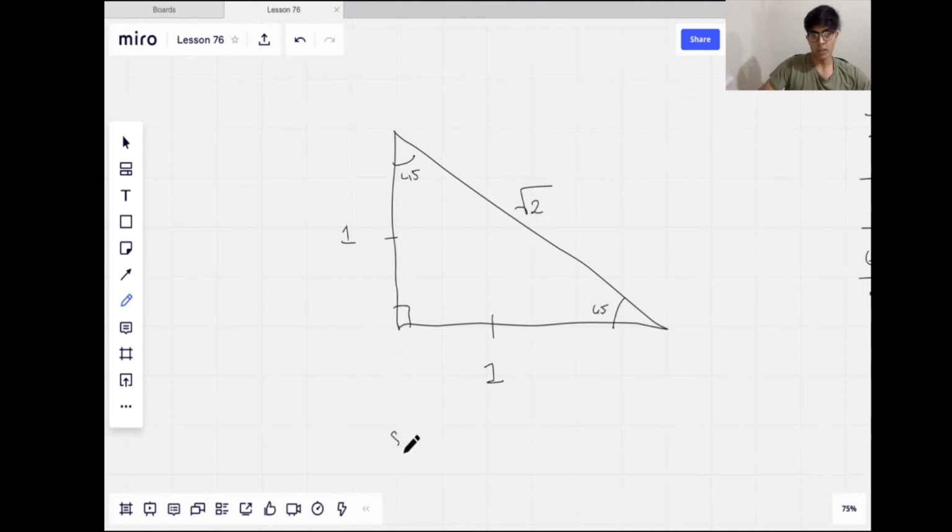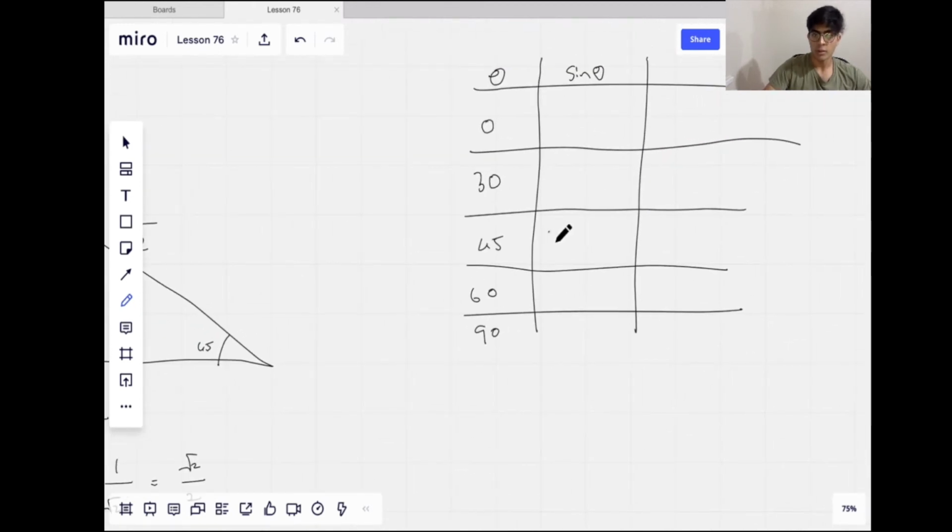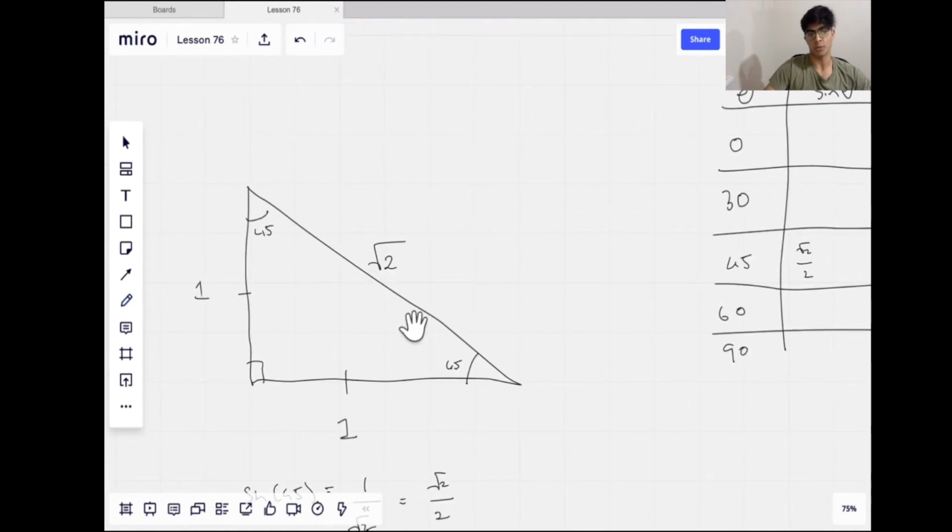And we know sine of 45 is, remember, sine is opposite over hypotenuse. So 1 divided by root 2. If we rationalize this, i.e. times top and bottom by root 2, we get root 2 over 2. So sine of 45 is root 2 over 2. This is actually the easiest one to do because we have an isosceles triangle.